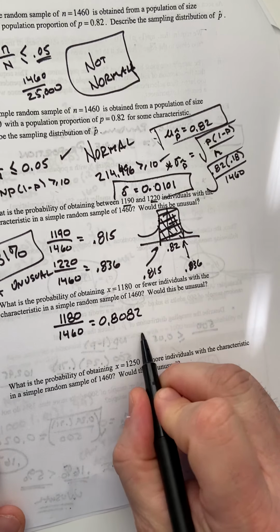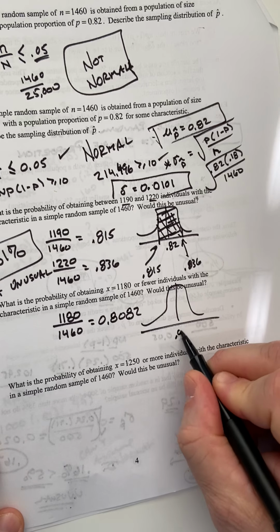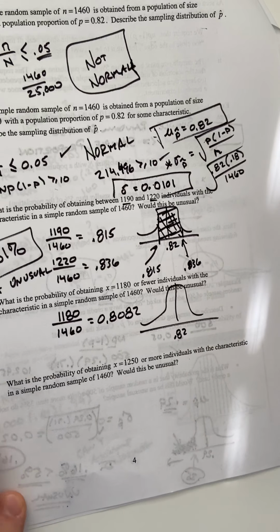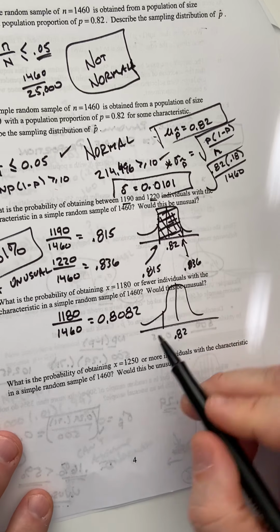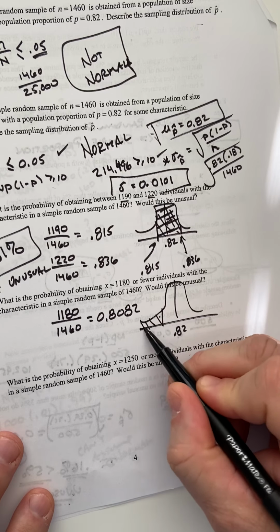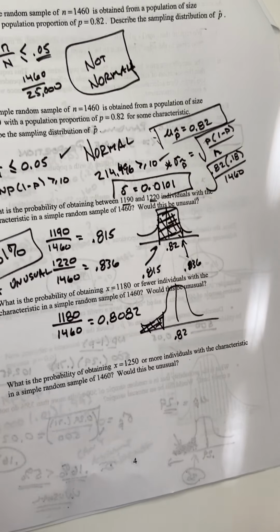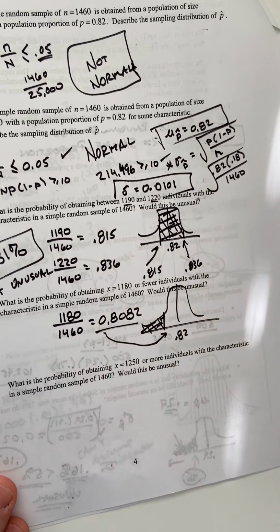Okay, let's take a look. We put the average smack dab at the middle, and 0.8082, that's to the left of that average, and we want that or fewer, which means shade to the left. So we want to the left of that value right there.